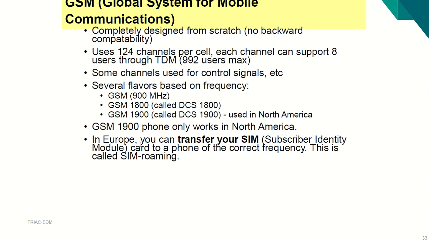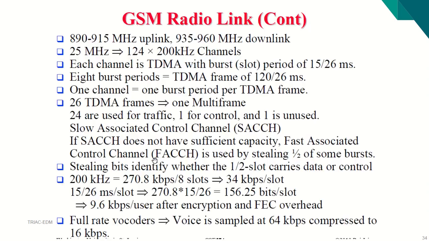In Europe, you can transfer your SIM card to a phone of the correct frequency. This is called SIM roaming. And the GSM radio link is 890 to 915 MHz uplink, 935 to 960 MHz downlink. Uplink means from user to base station.